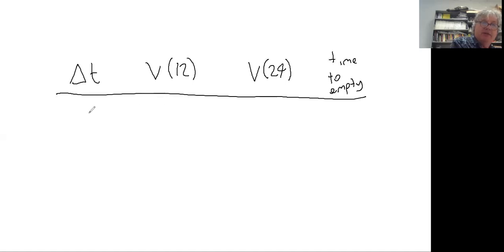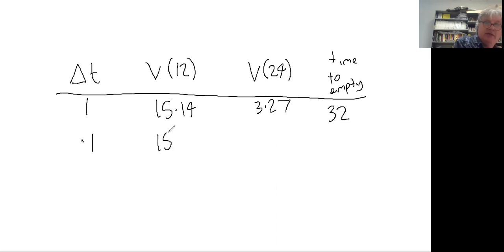So when delta T is 1, it says it took 15.14, 3.27, and it took 32 hours to empty. Whereas if we use 0.1, we get 15.39, 3.60, and 34.9. And so these are pretty good. They look like they might be stabilizing.